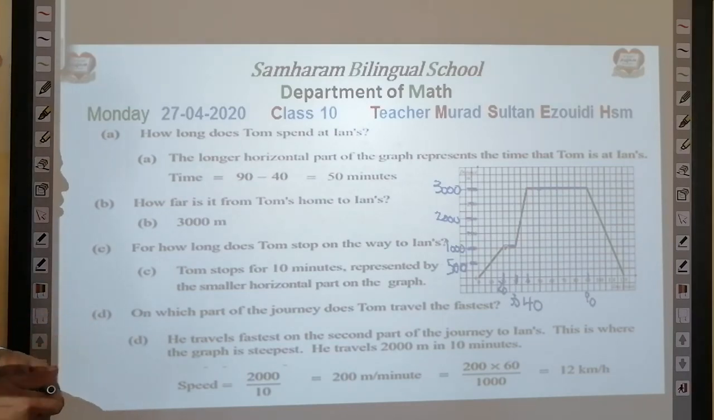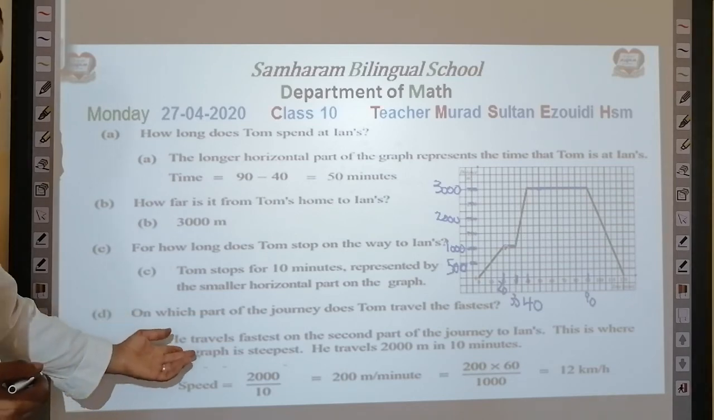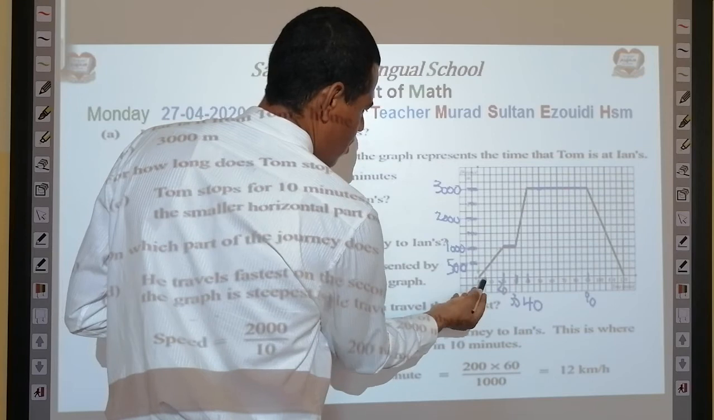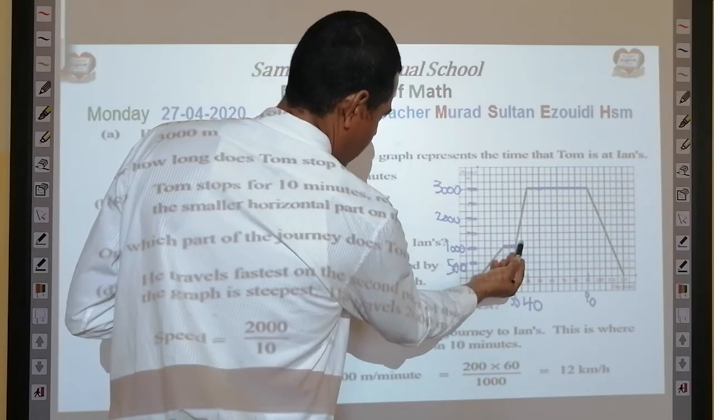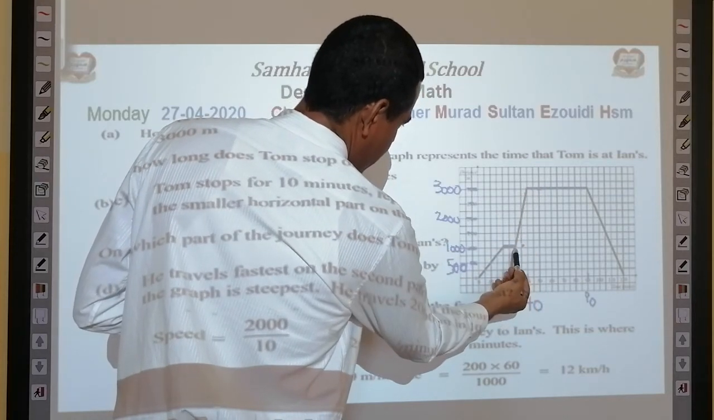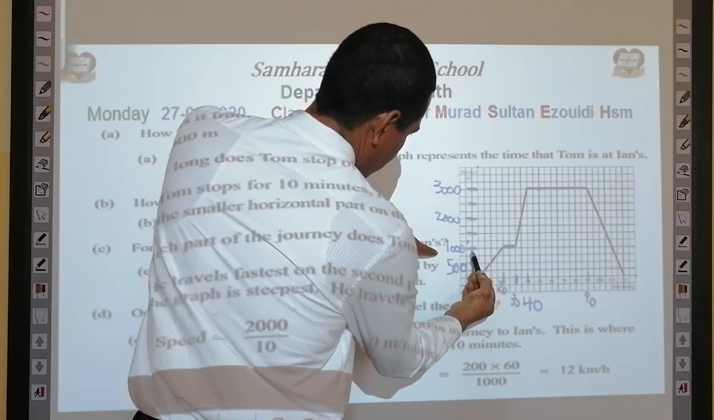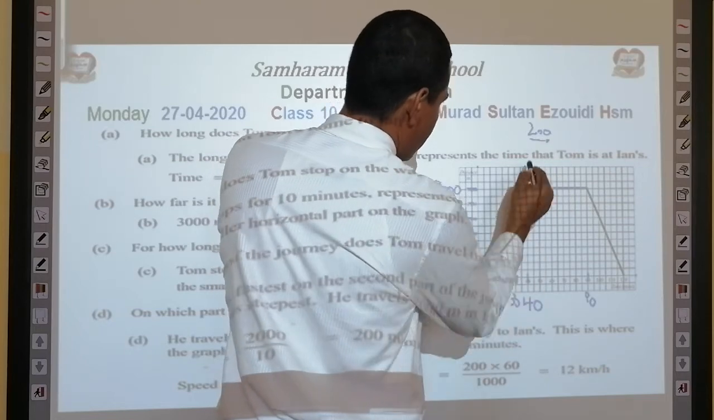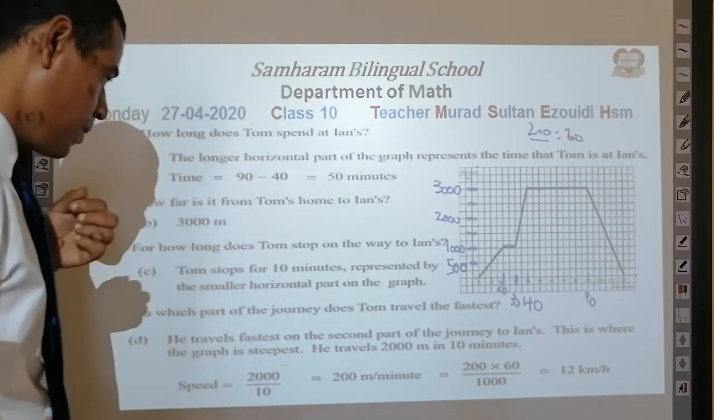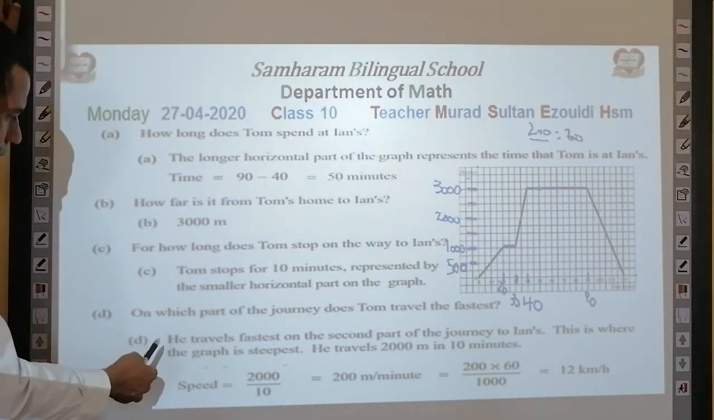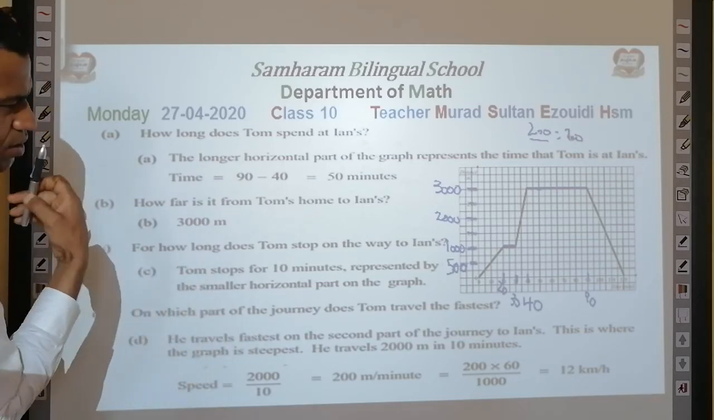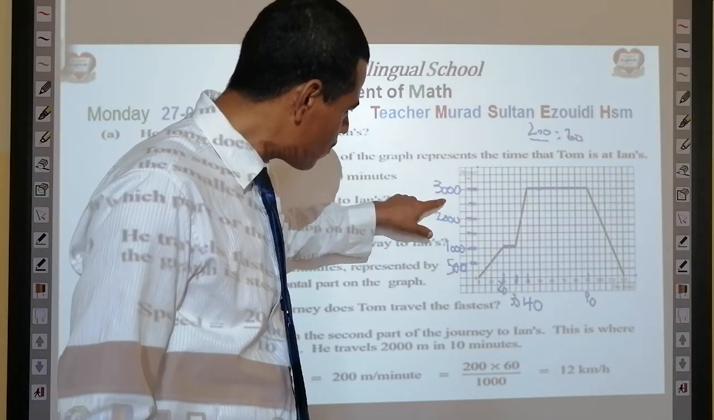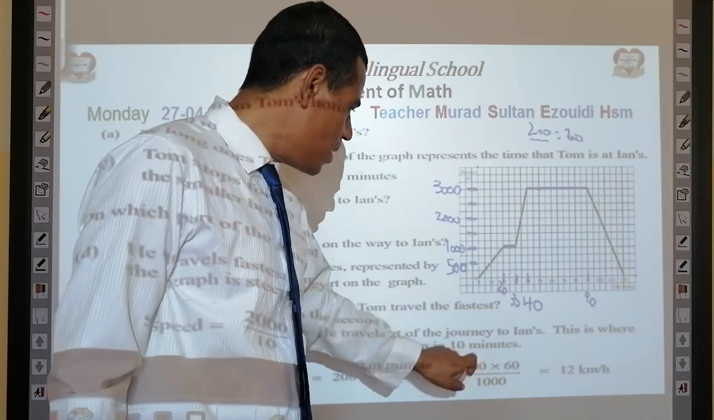Then small d, on which part of the journey does Tom travel the fastest? So he traveled fastest on the second part of the journey to Ireland. Look here, the speed is steeper. Within, let's say, 10 minutes, he travels 3,000 minus 1,000 is 2,000. This is where the graph is steepest. He travels 2,000 meters, from 3,000 to 1,000, in 10 minutes.